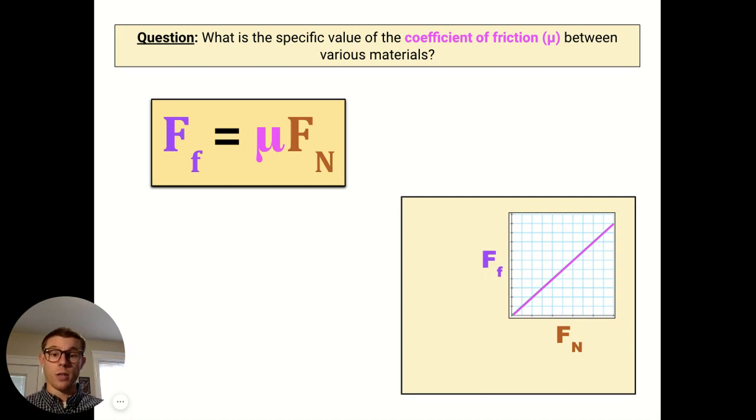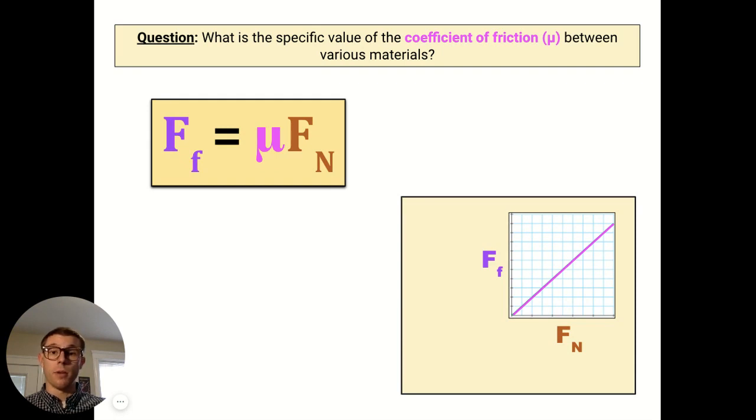Again, the normal force here goes on the x-axis because it's directly related to our independent variable. Our independent variable was the mass of the system. Mass then led us to find weight, which is equal and opposite to normal force, so it makes sense that our normal force is on the x-axis. Similarly, frictional force is on our y-axis because it's related to our dependent variable, which was the applied force. So we're graphing here frictional force by normal force.